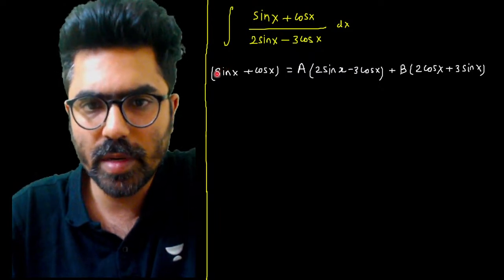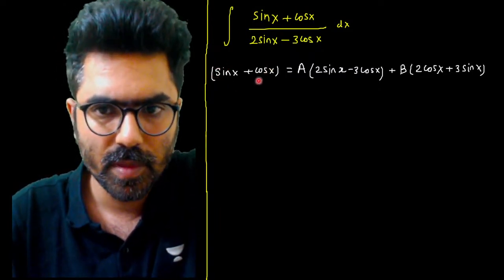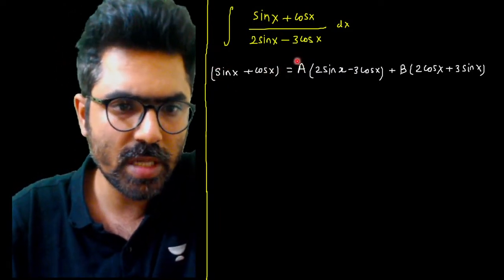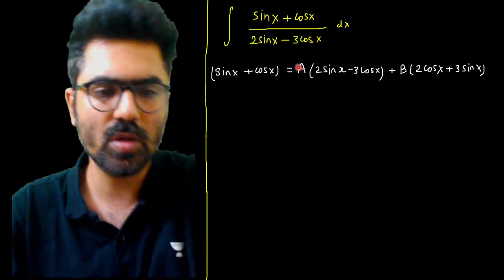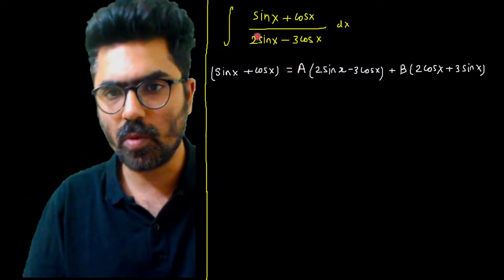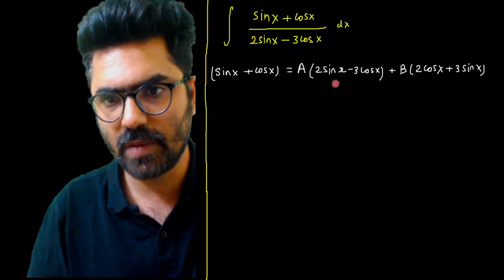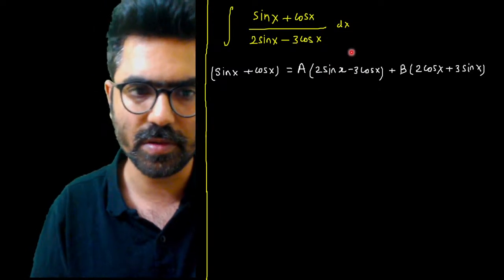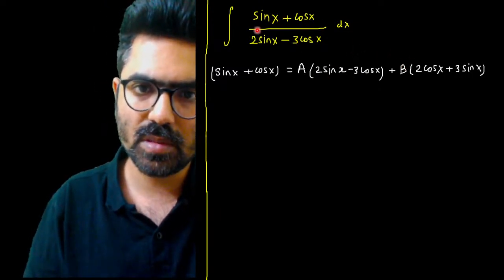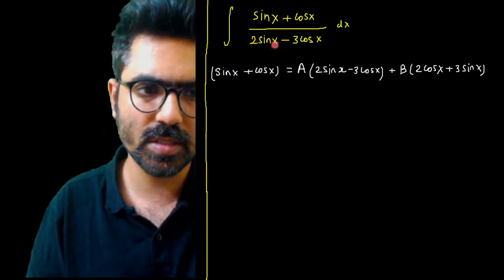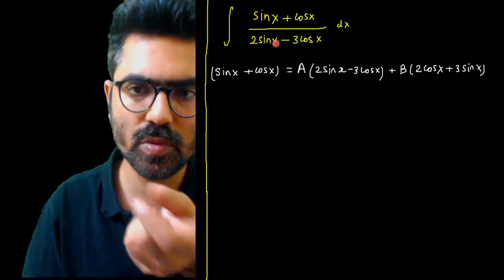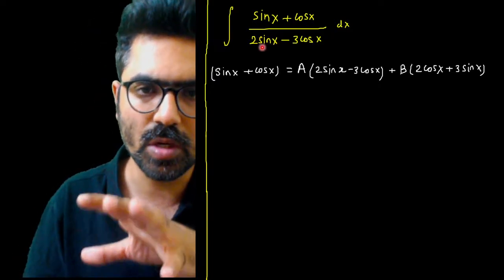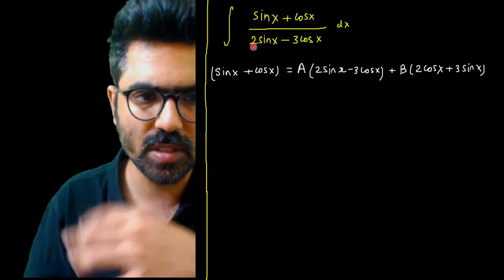The left side is the numerator. A is the constant that we need to find, times the denominator. Look at this entire denominator I've kept over here, 2 sin x minus 3 cos x. Plus b times the derivative of the denominator. This is the pattern. This will help us to solve it very easily. I'll tell you how, but right now let us finish this part first.